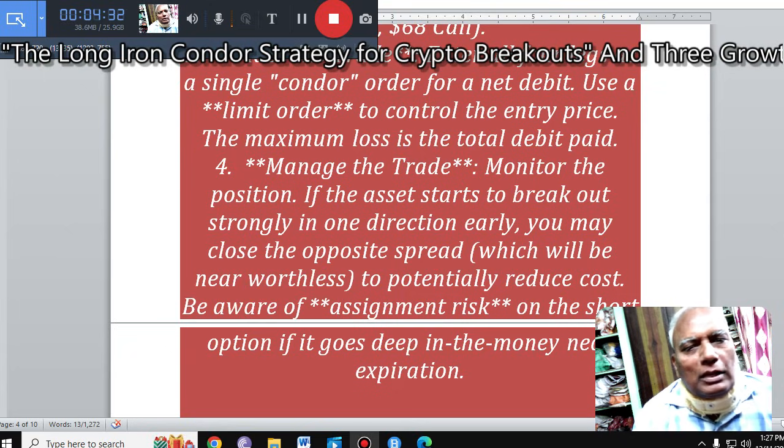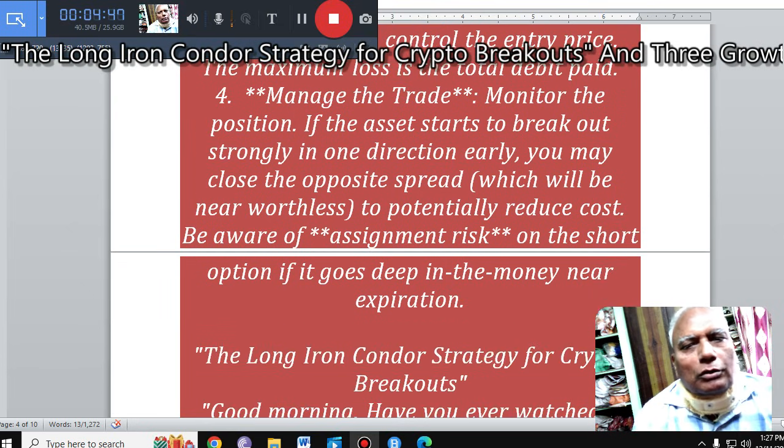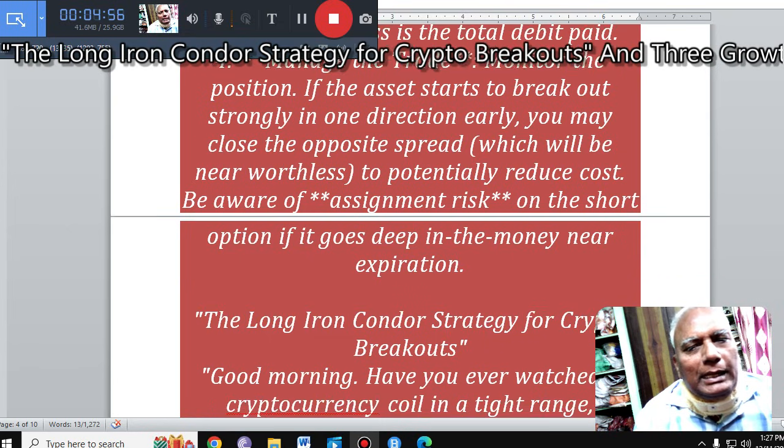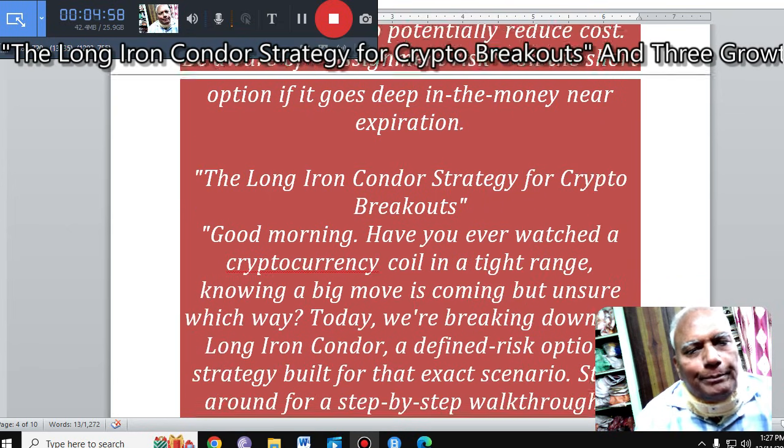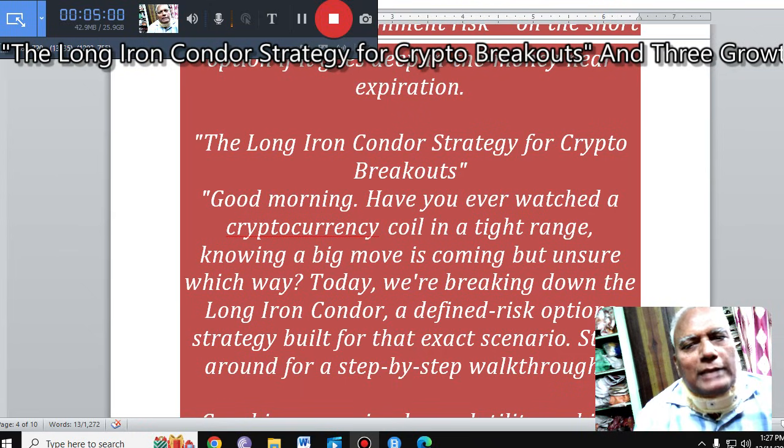Monitor the position. If the asset starts to break out strongly in one direction early, you may close the opposite spread, which will be near worthless, to potentially reduce cost. Be aware of assignment risk on the short option if it goes deep in the money near expiration. The long iron condor strategy for crypto breakout.